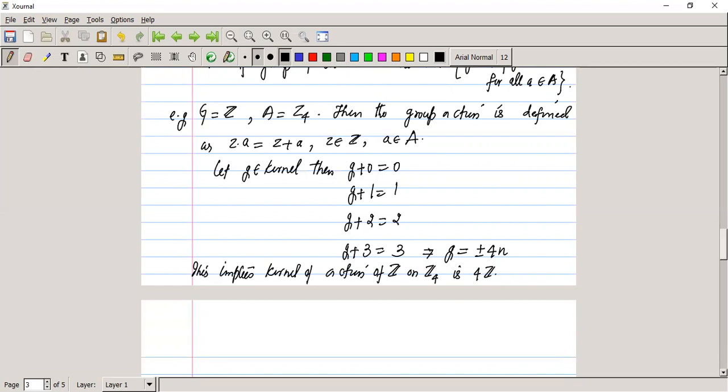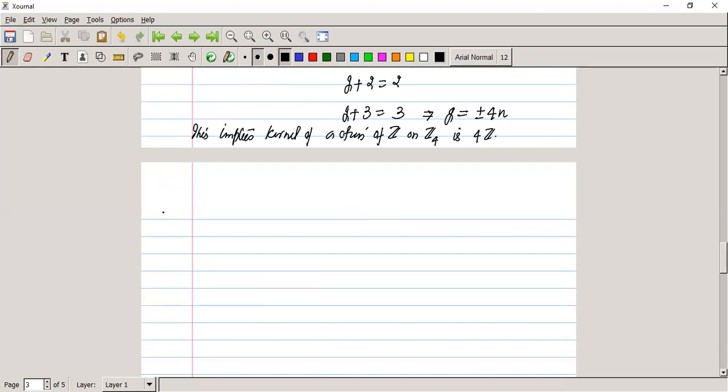And in fact, we also have a result here. This is a small result here. Let's name it as a theorem. The kernel of an action defines a subgroup.